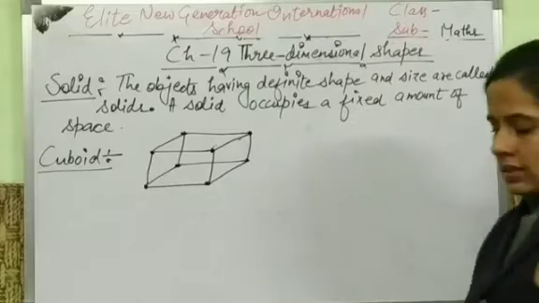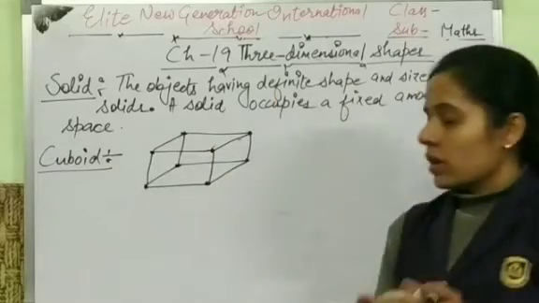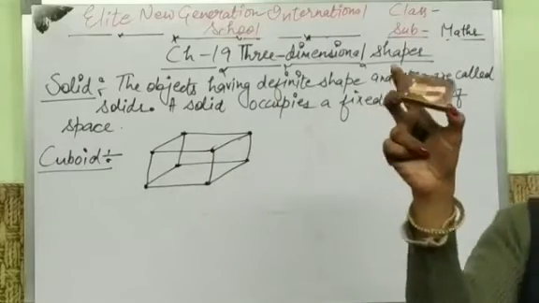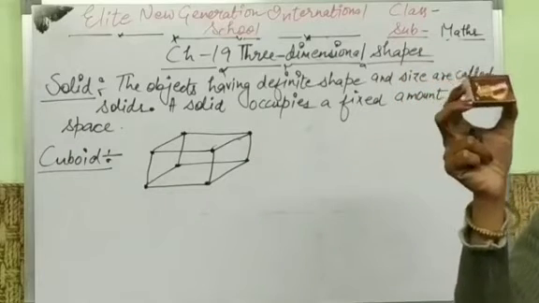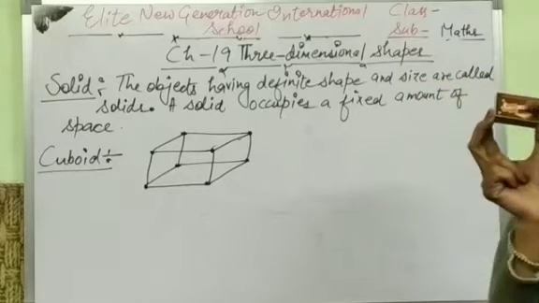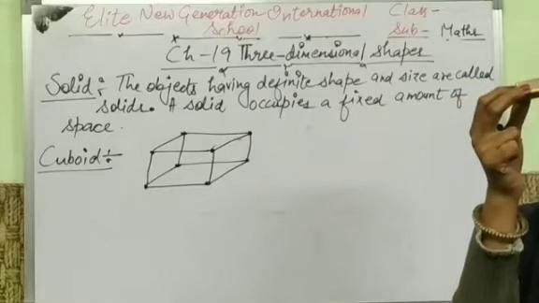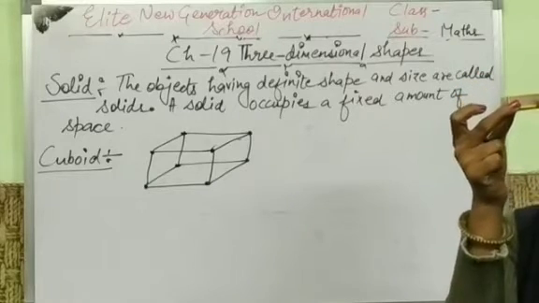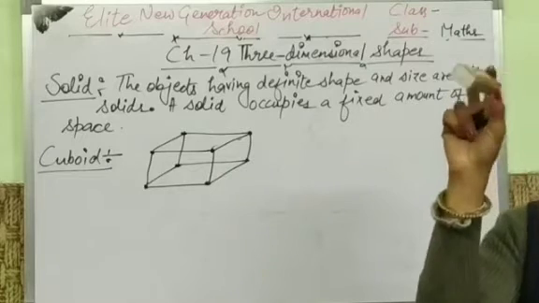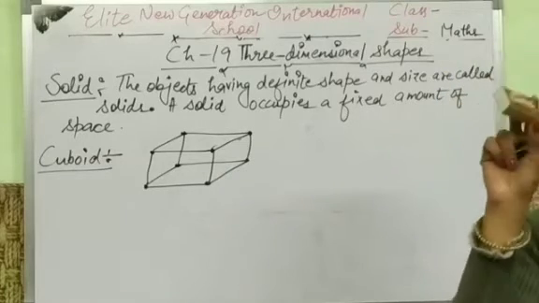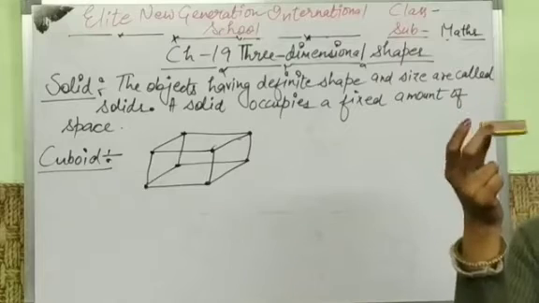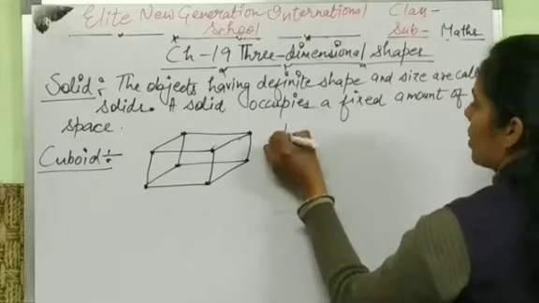So what are faces? Now we have the matchbox. This is in the form of a cuboid. So what are faces? Here this one is the top face. This one bottom, left, right, top, front and back. So this matchbox has 6 faces, 6 rectangular faces. These are called faces. Now edges.